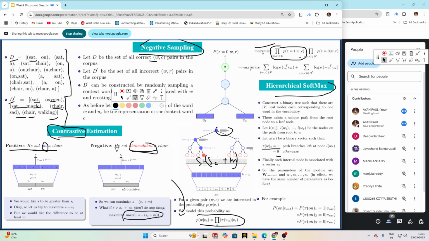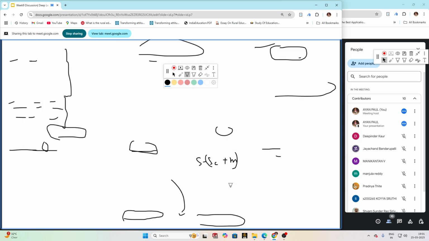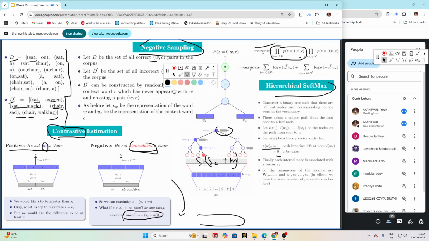I am not going more into the maths of all these tricks. Why are we doing this? Earlier our loss function was very large, and the loss function is a headache. Now with all these three things, negative sampling, contrastive estimation, and hierarchical softmax, we have reduced the loss function to a much smaller function. That is the idea behind introducing these three things. Earlier the loss function was a major problem, now we have got rid of it. So this is the concept.